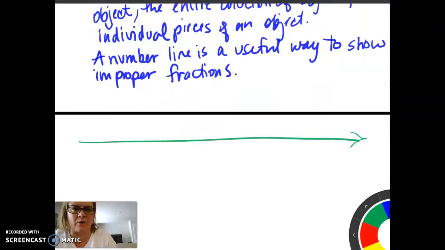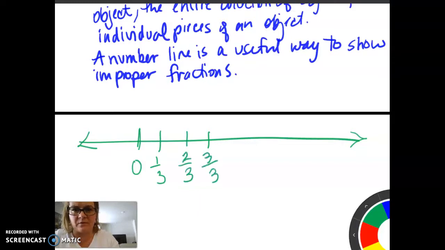In fact, I like to count by fractions to really solidify that understanding of improper fractions. So let me show you what I mean here. Here I'm drawing a number line. That's 0. Let's go here. I'm going to call this 1/3. I'm going to call this 2/3.